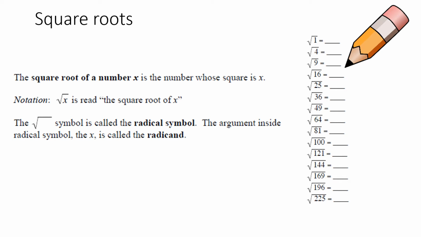All right, so what is a square root? A square root you've heard of before, hopefully, and again, these are just the definitions. They're really good definitions to have in your notes. The square root of a number x is the number whose square is x. So again, if I square x, the flip side of that is the square root of a number. So the notation, we read it as the square root of x.